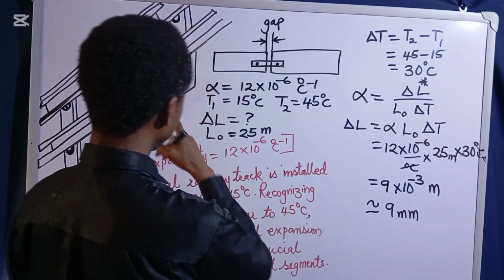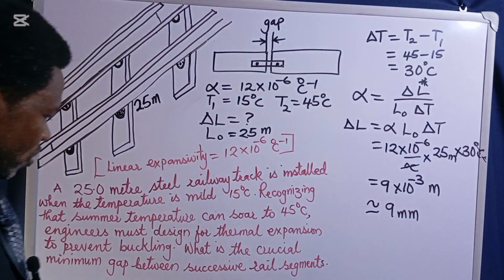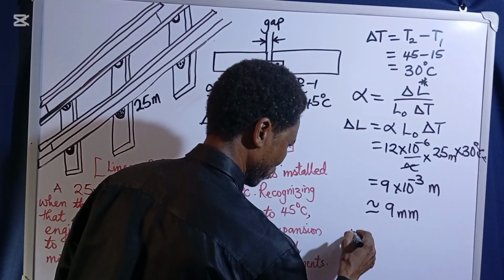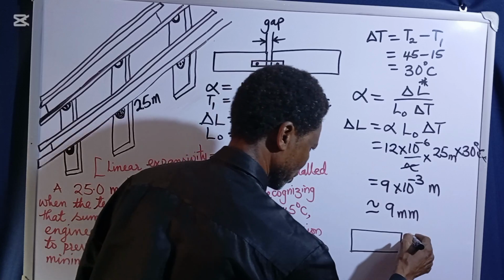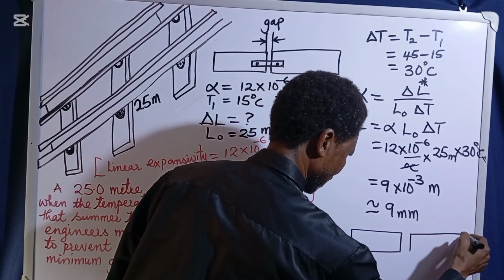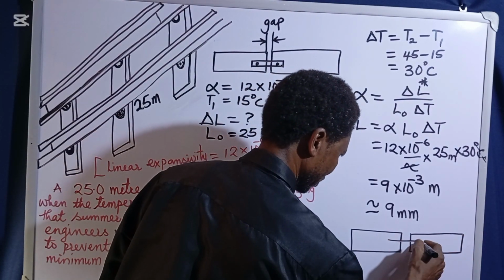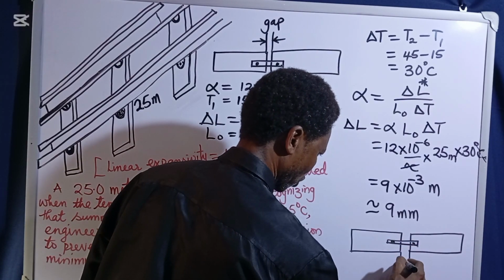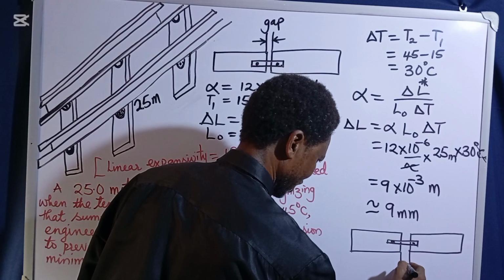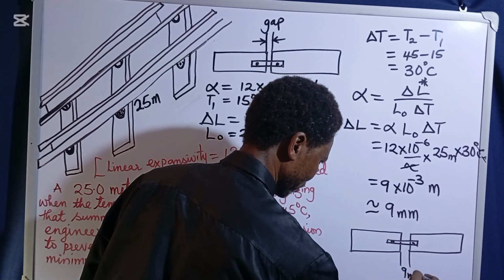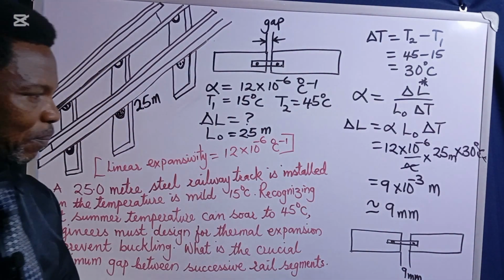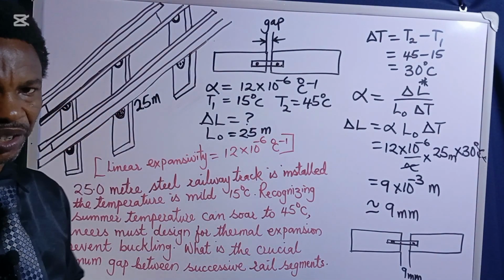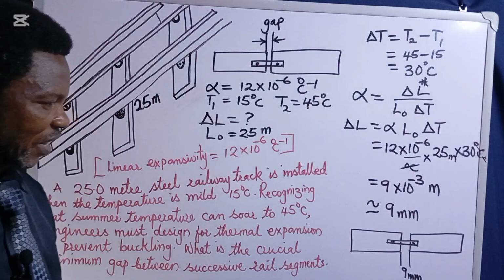So for this railway line not to buckle, then there must be the gap between each of the railway steel track components. So the gap here must be greater than 9 millimeter. So this is the application of linear expansivity to the construction of railway line.